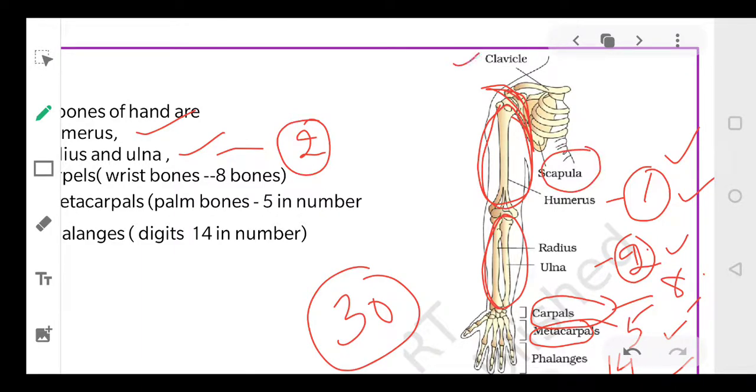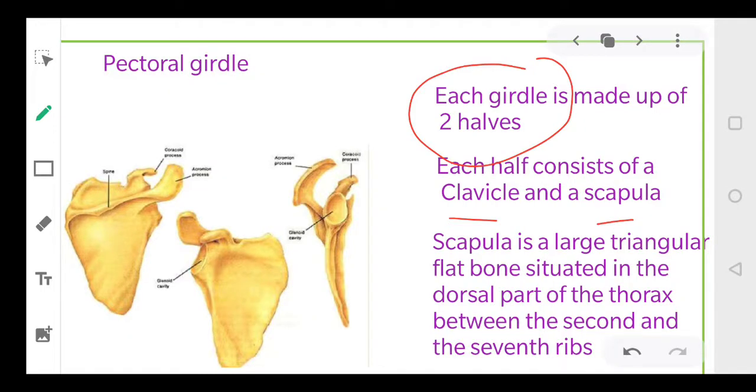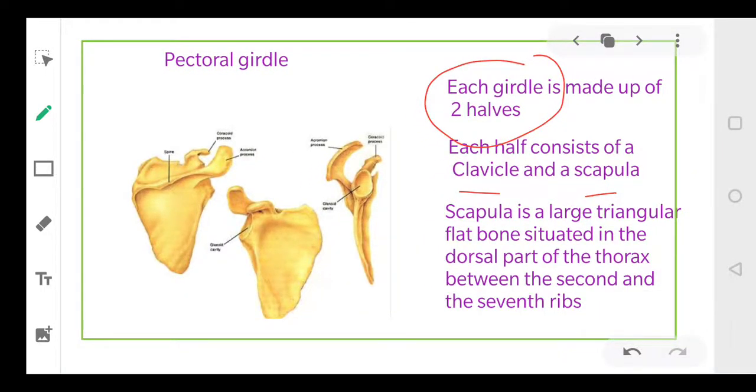Okay, clavicle and scapula. So your shoulder bone is called your pectoral girdle. And it has 2 halves. One is clavicle, another is scapula. Now this scapula is a large triangular flat bone. Okay, it is a large triangular flat bone. Which one? The scapula. Okay.